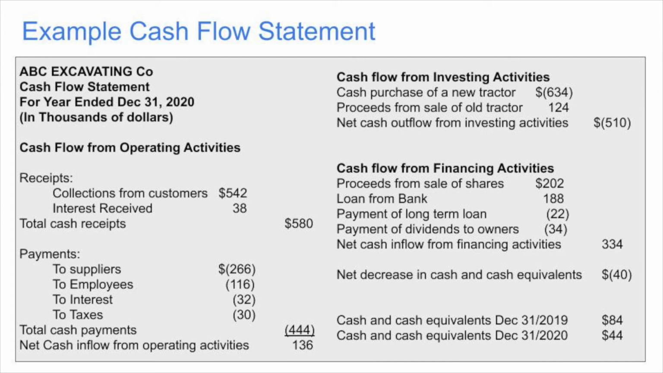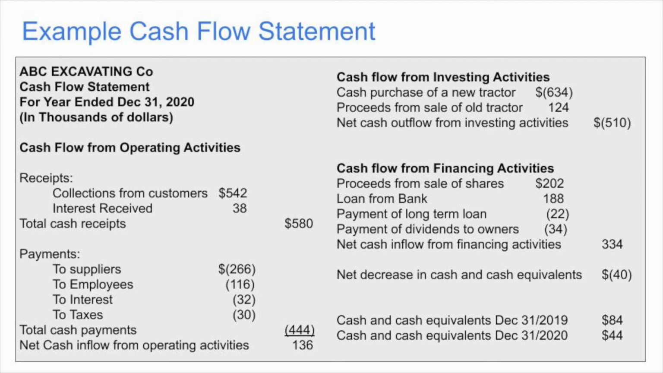Then we look at cash flow from financing activities. Well, how did we finance it? Well, we sold some shares in the business, and we pulled in $202,000 there. We got a loan from the bank that pulled in another $188,000 into the business. We paid off a long-term loan. $22,000 went out of the business, and we paid dividends to the owners for $34,000. That nets out to $334,000 that came into the business from financing activities.